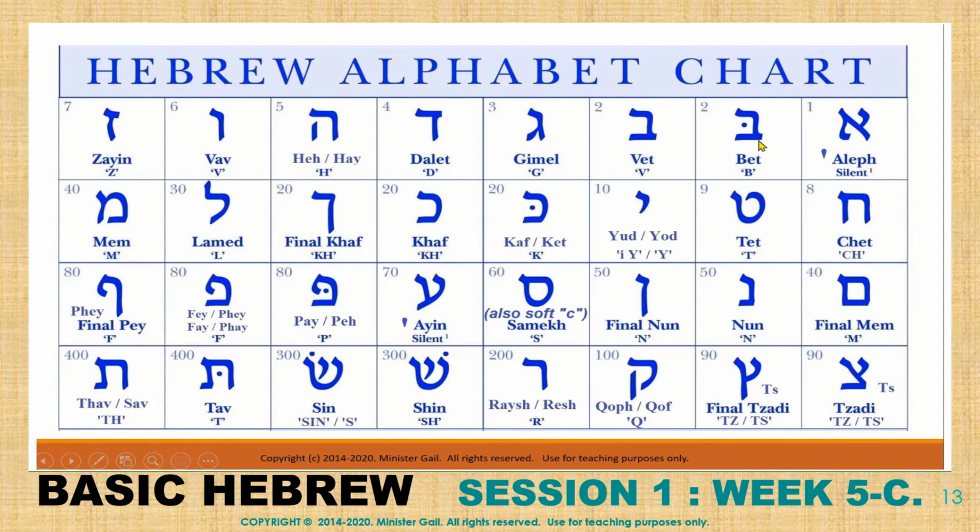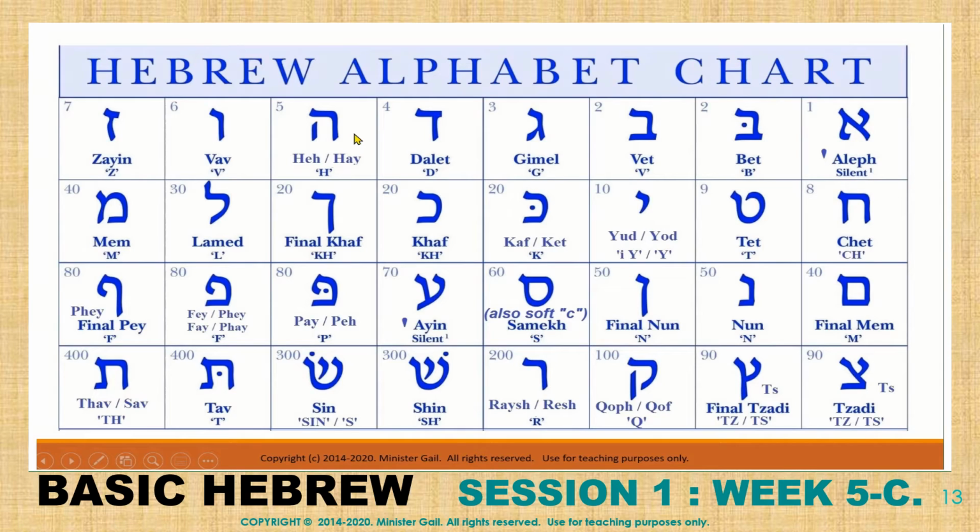Bet, B. Hard sound B. This has a dot in it. When the dot is not there, it is written as a B as in Bet or Betty, but it is pronounced as a V as in Victoria. G for Gmail. This is the letter for G. D. This is the letter for D. It has a little end on the back of it for the D.